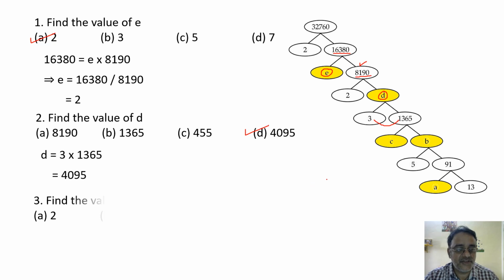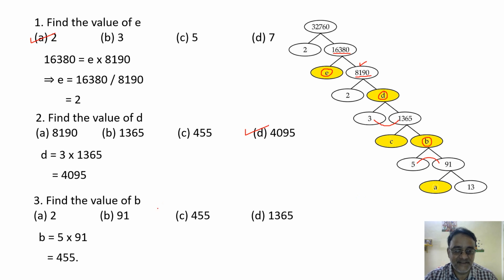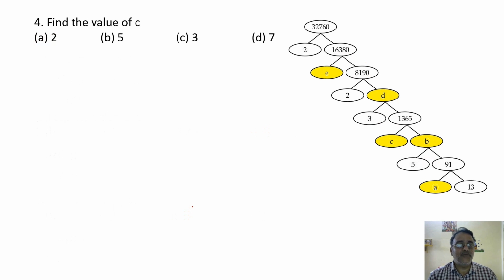Now the next question, find the value of B. We have to find the value of B. So what is the value of B? 455. Right. 5 into 91. That is 455. And the correct option is C. Option C. Right. So now we are moving toward question number 4. Find the value of C.